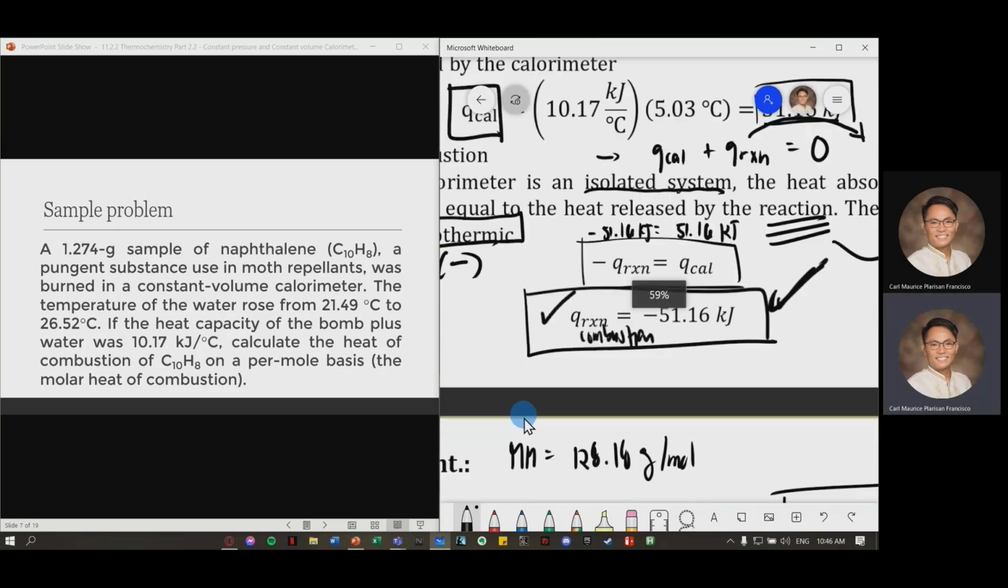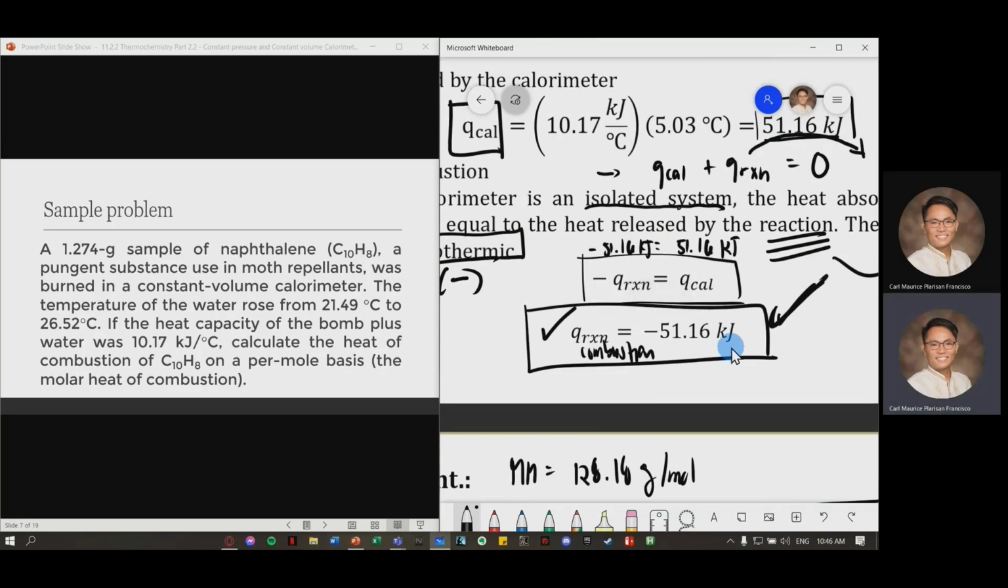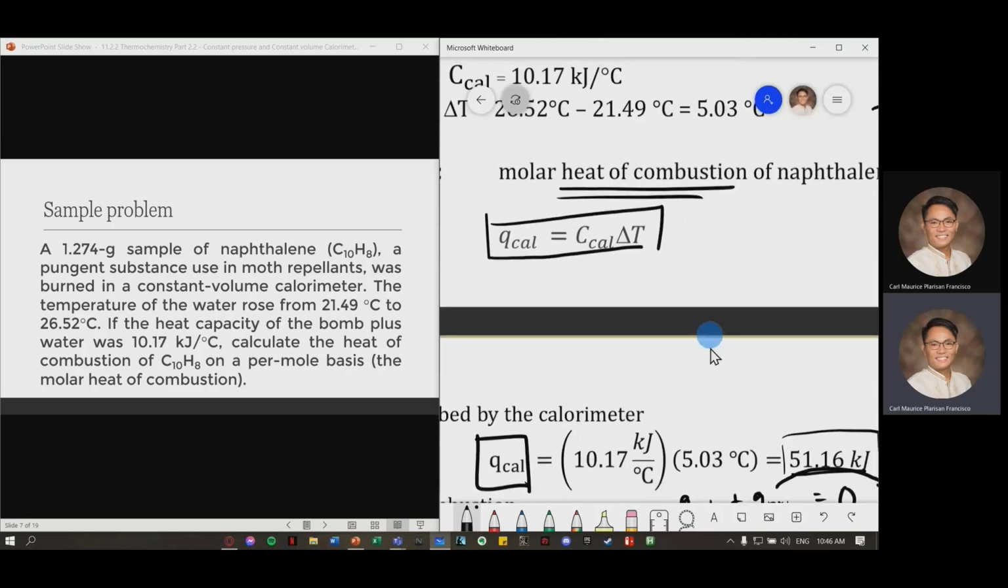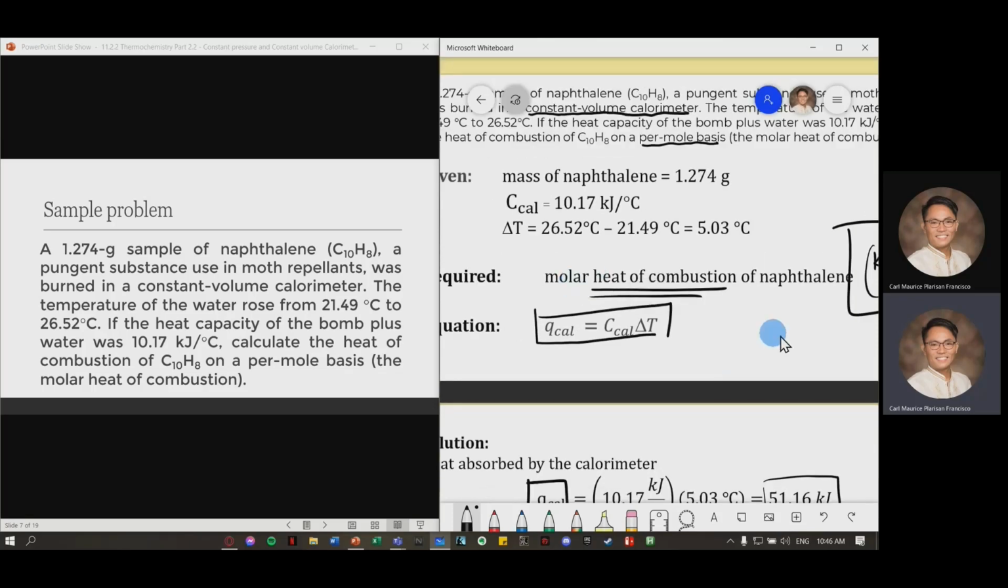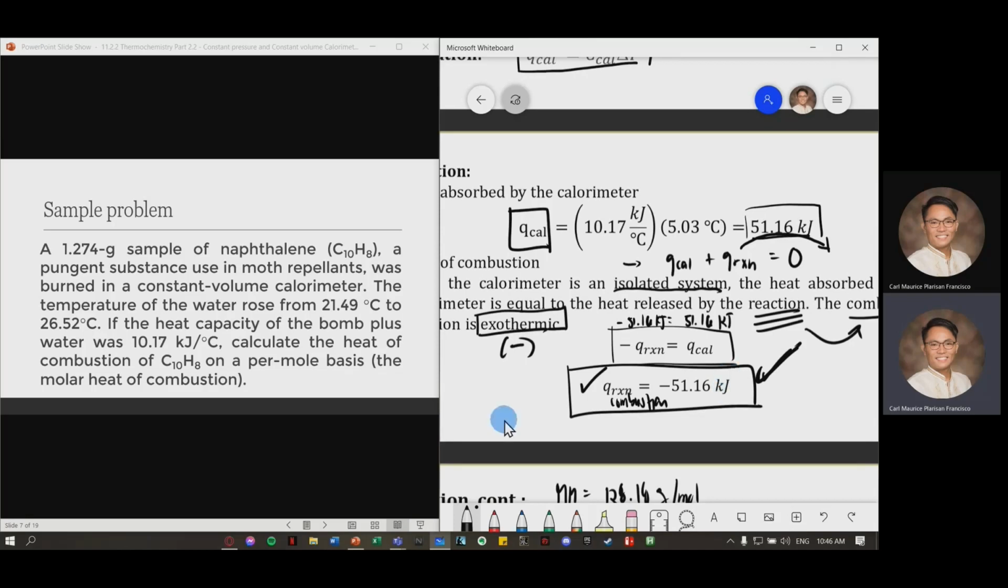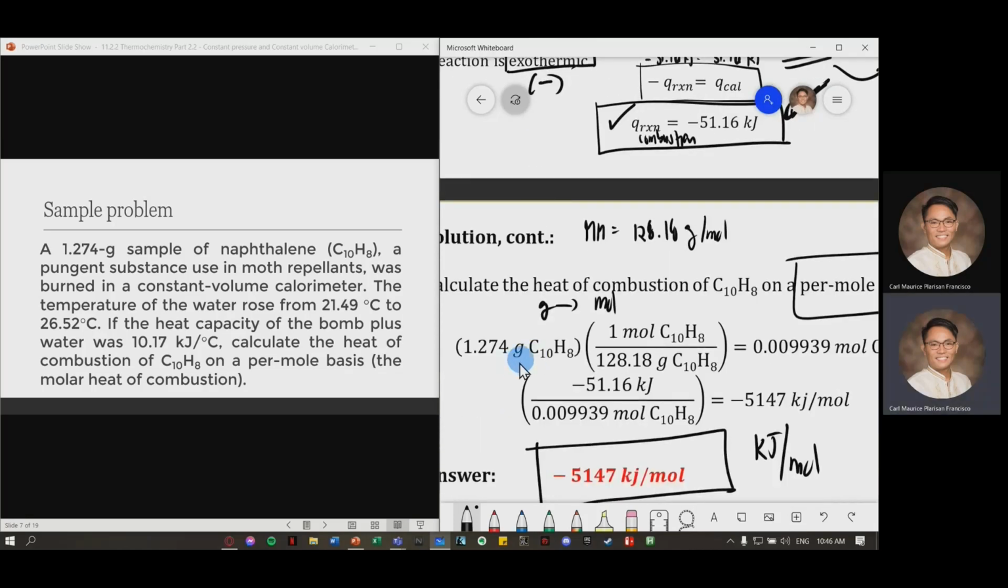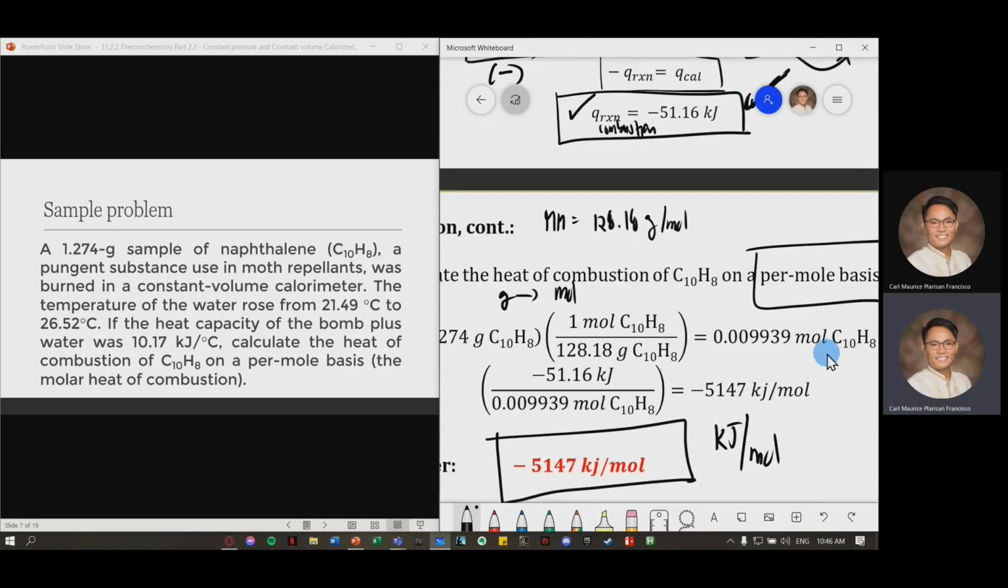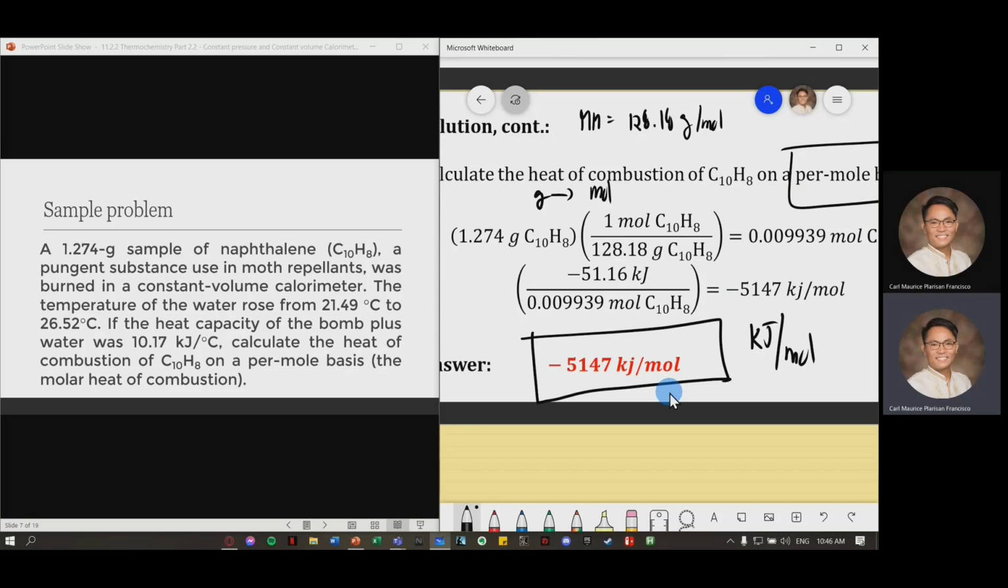Again, pwede na sana tumigil dito. Kasi kung heat lang ang hinahanap, compute for the heat of combustion, yan ang kilojoule, negative 51.60. Kaso nga, ang specific nung requirement, ang hinihingi, molar heat per mole basis. Kaya from this, we just converted the grams of the sample into mole value and divide Q reaction. With the mole value, you have a per mole basis. Okay?